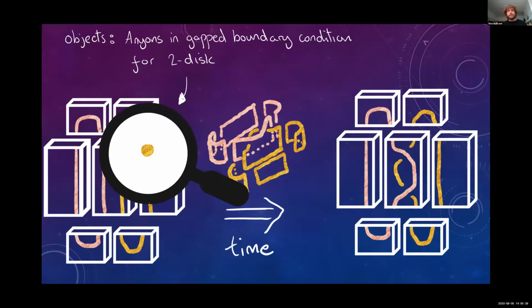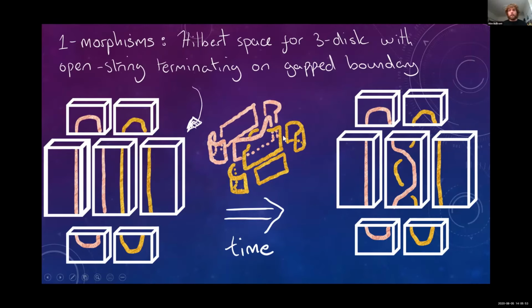is that I want to say that the point particles correspond to not just anyons, but they're actually going to be anionic point-like states which exist in a gapped boundary condition for this three-dimensional Hilbert space. Now, rather than isotopy classes of world lines, the one morphisms, I think, should correspond to a Hilbert space of the three-disk with open string excitations within it, possibly terminating on these gapped boundaries.